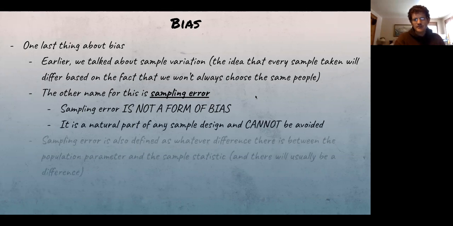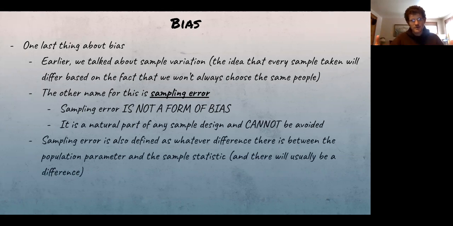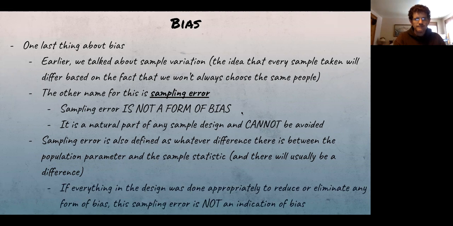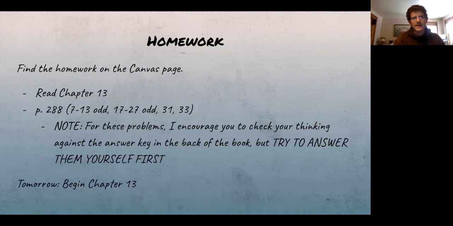So the fact that I took 2 samples and I got completely different results, if everything else was good, that's just a natural thing that happens. So the sampling error, you know what, we're going to dig into sampling error a lot more later in this class, later in this semester, but I just wanted to point it out. Sampling error is not bias. It is natural. It cannot be avoided. Okay. So that is basically it. I just wanted to make that point.